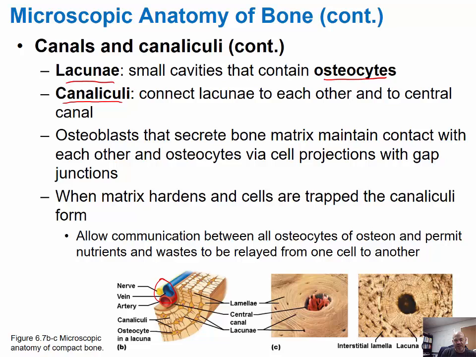And that's where the osteocytes communicate with each other and toward the central canal, and they're able to pass information back and forth to each other through gap junctions in their cell junctions between them. And they're also able to pass nutrients in and waste back out to the circulation.